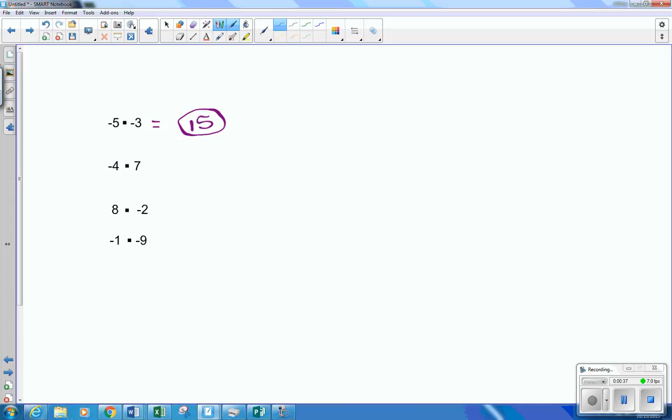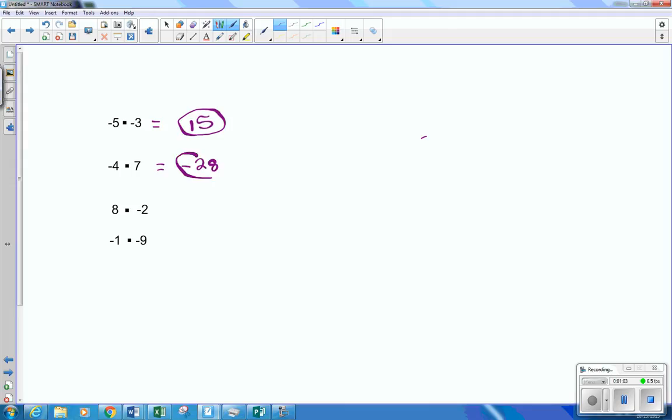Now, what happens when you don't have two negatives? What happens when you have a negative and a positive? Well, your answer is going to be negative when you're multiplying. So like this one here, I have negative 4 times 7. My answer is going to be a negative number, so I have a negative here, and then I just look at 4 times 7. 4 times 7 is 28.